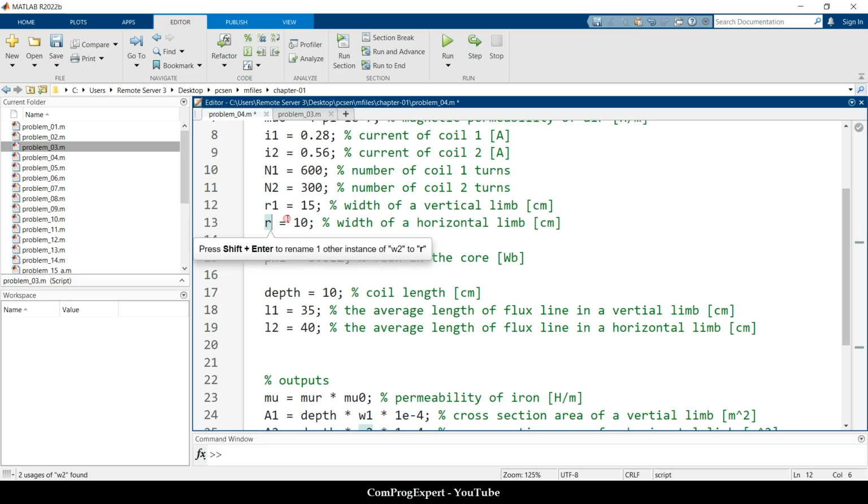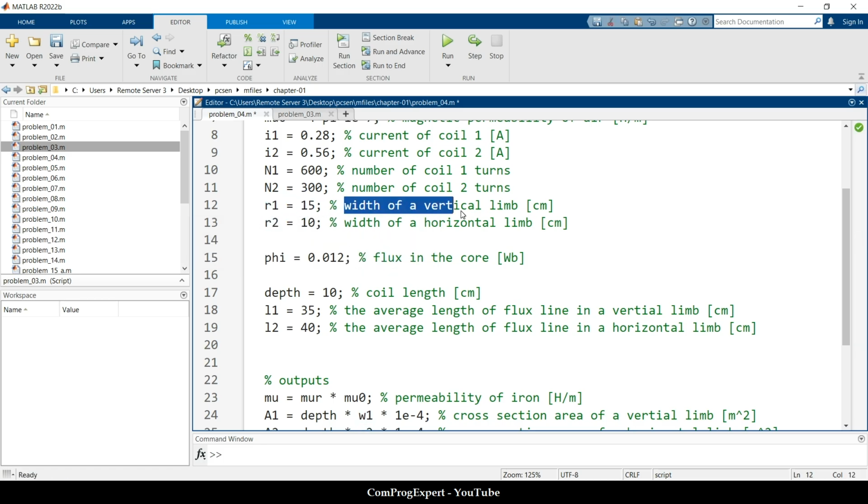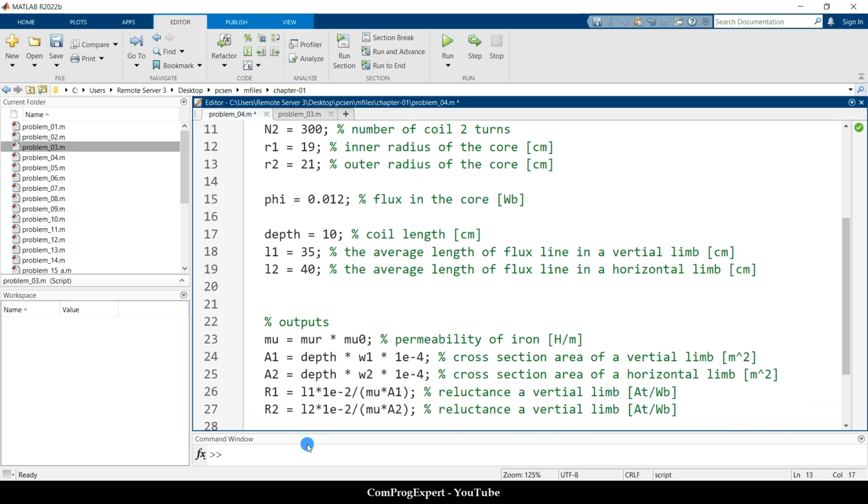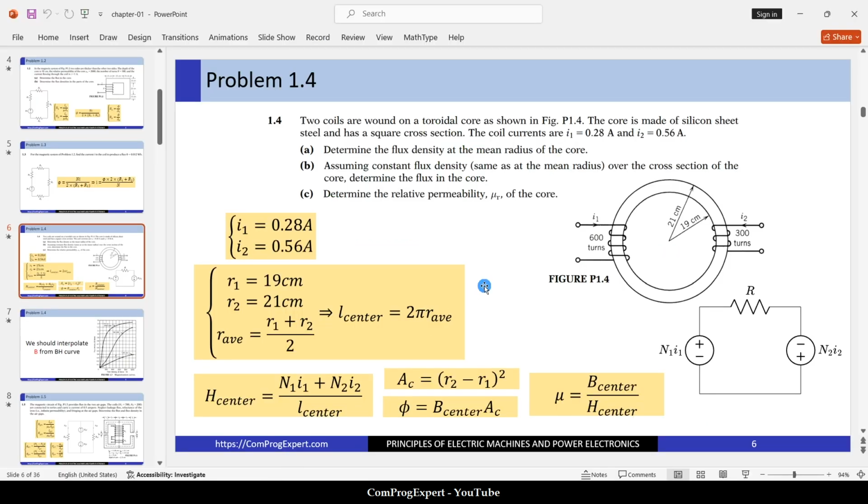R1, R2. This is the inner radius of the core. The unit is centimeter. And this is the outer radius of the core. So we have this information from the problem.